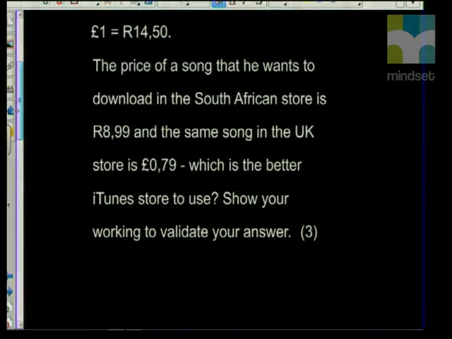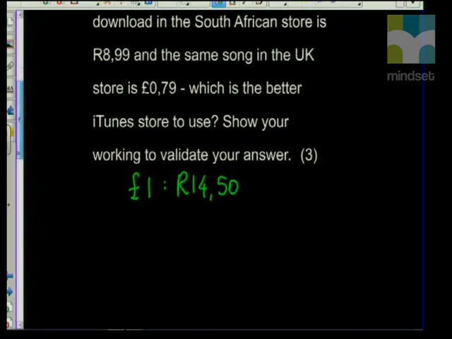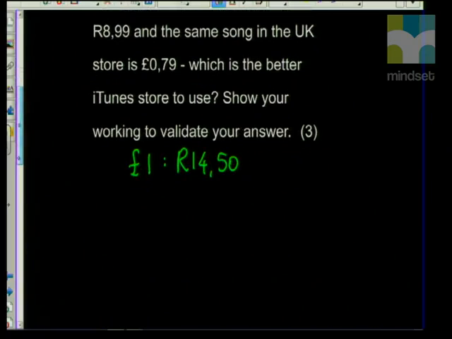Okay, so let's have a look. I always like to start off writing the exchange rate. So £1 is the equivalent of 14 Rand 50. And I'm buying a song that is 79p. In order to get from here to here, I'm going to have to times by 0.79. And what I do to the one side, I do to the other.